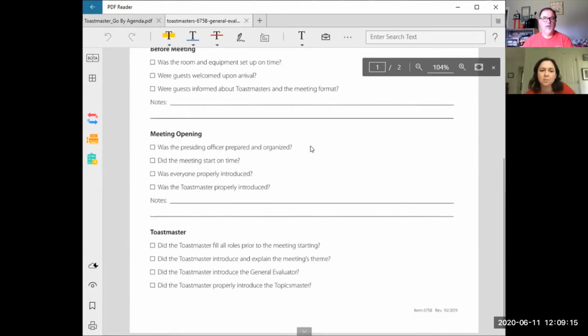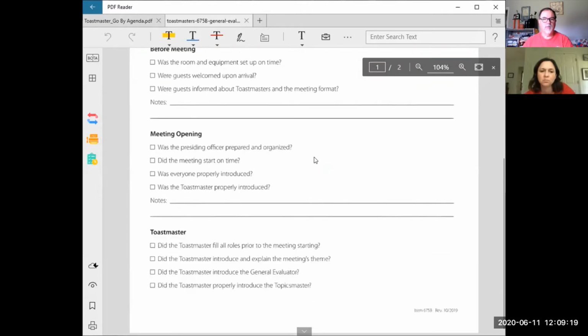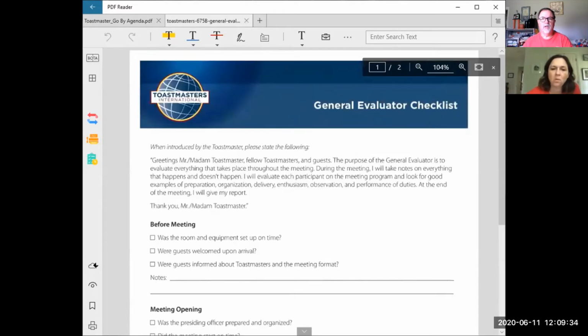Then they're going to ask you to evaluate each individual role, like the Toastmaster. Did the Toastmaster start on time? Did they explain what we were doing? If we have a theme of the day, did they explain the theme? That kind of stuff. Were they properly prepared to fulfill the role as the Toastmaster?